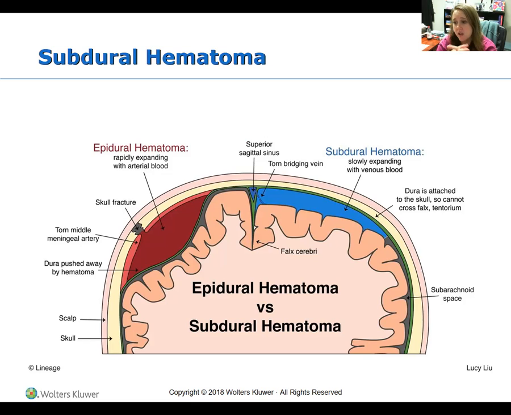Versus chronic can develop over weeks to months. We may not even have thought, oh, I hit my head that hard, and the symptoms don't come on right away. They can come on over time, and they can fluctuate. So again, the treatment for this would be evacuation of the clot.